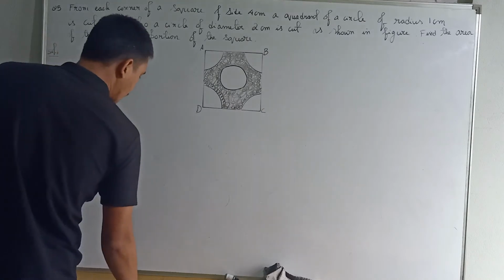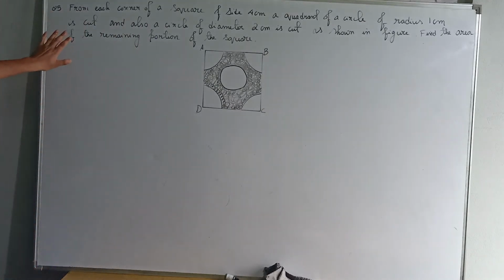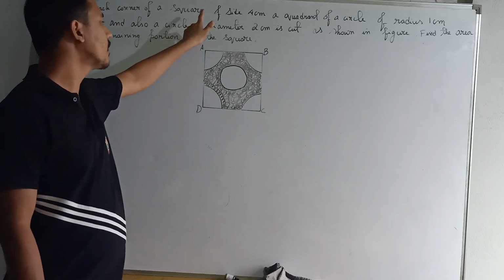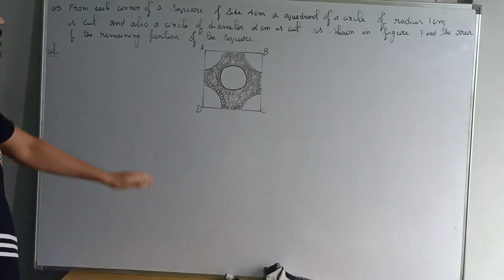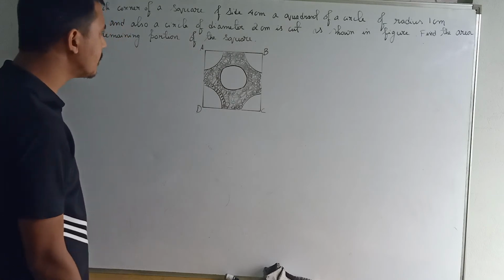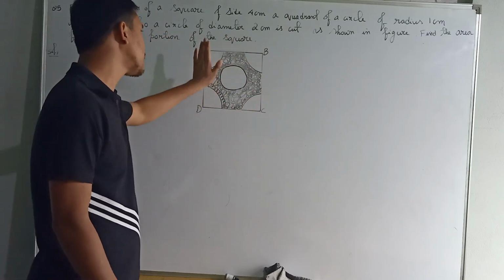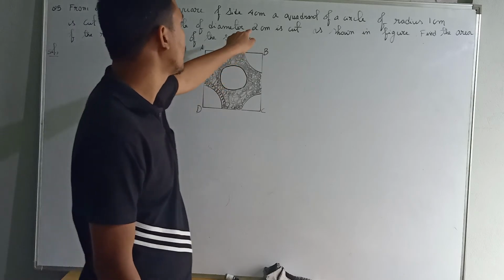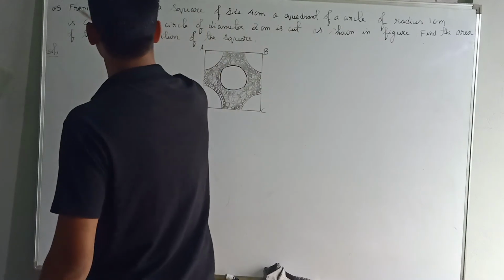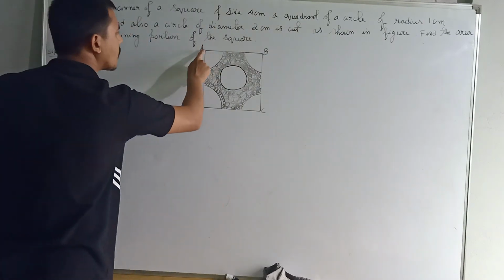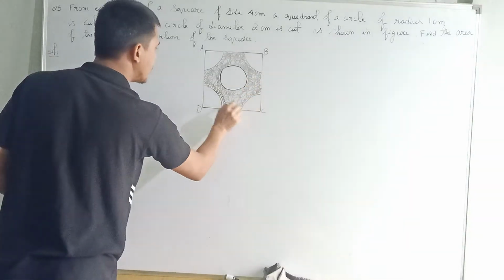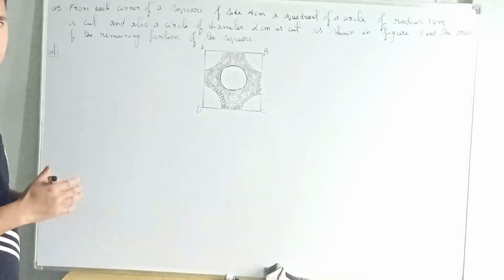Now we have question number 5. From each corner of a square of side 4 centimeter, a quadrant of a circle of radius 1 centimeter is cut. So from each corner of this square, a quadrant of a circle has been cut with radius 1 centimeter.